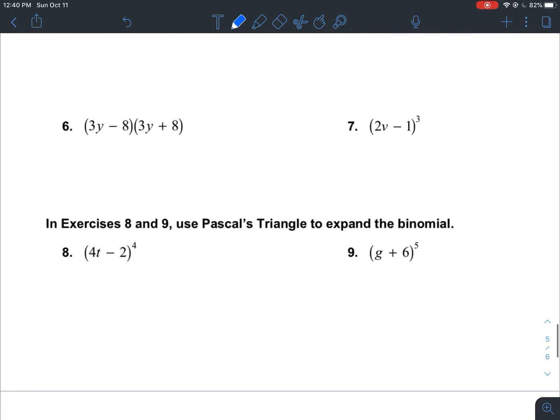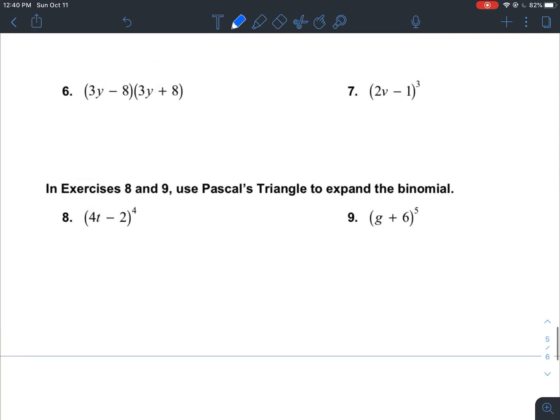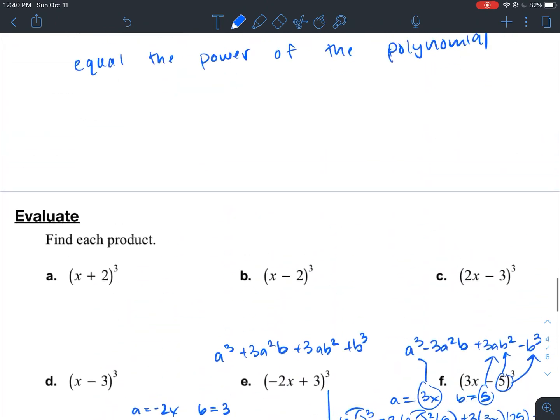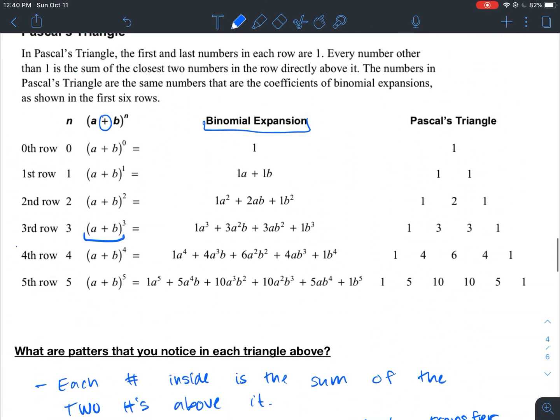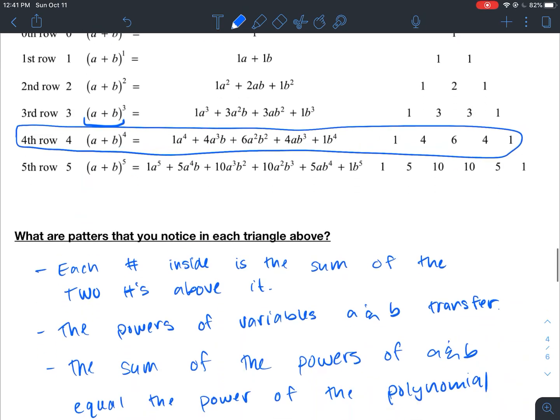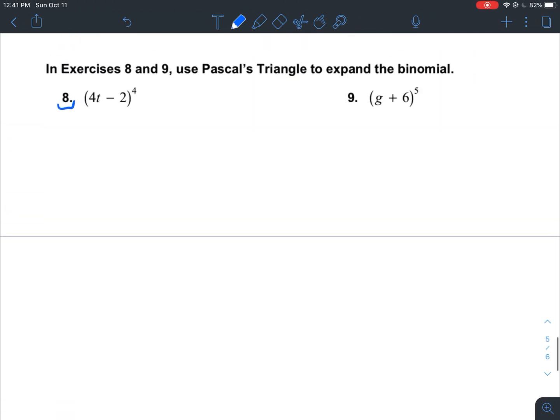But I want to get down to right here where we use Pascal's triangle to expand the binomial. Okay, so we have 4t minus 2 to the fourth. I'll do number 8. So we can use Pascal's triangle and expand the binomial. This is to the fourth power, so right here we can use the triangle. So we know we should have 1a to the fourth. I'm going to write that down here.